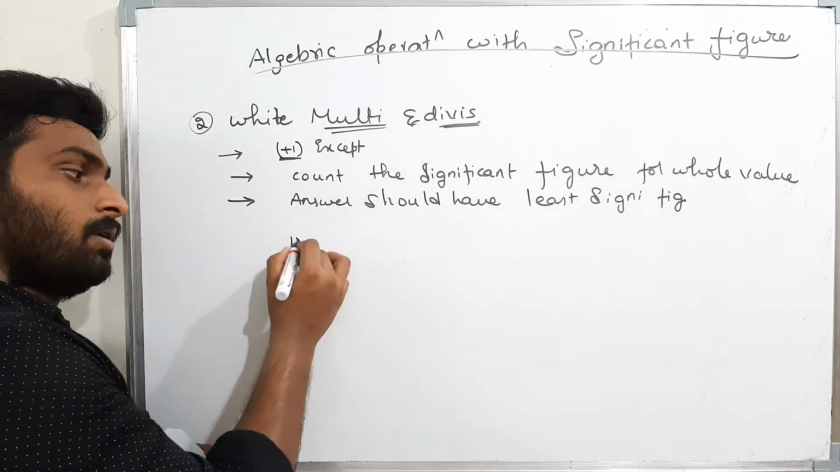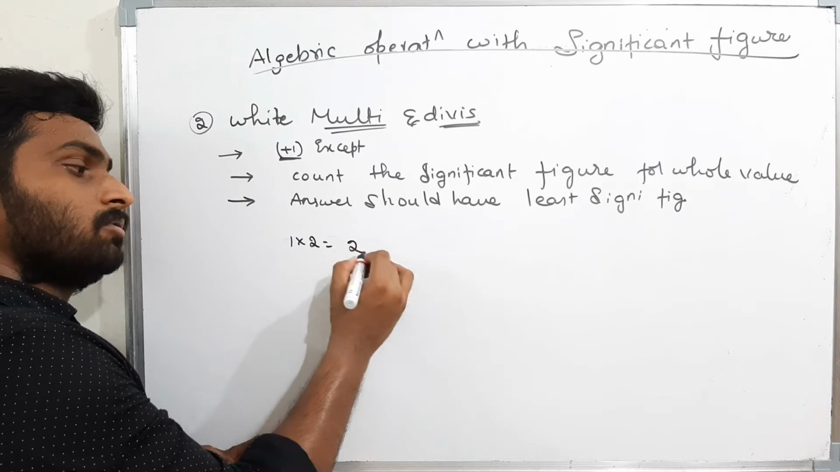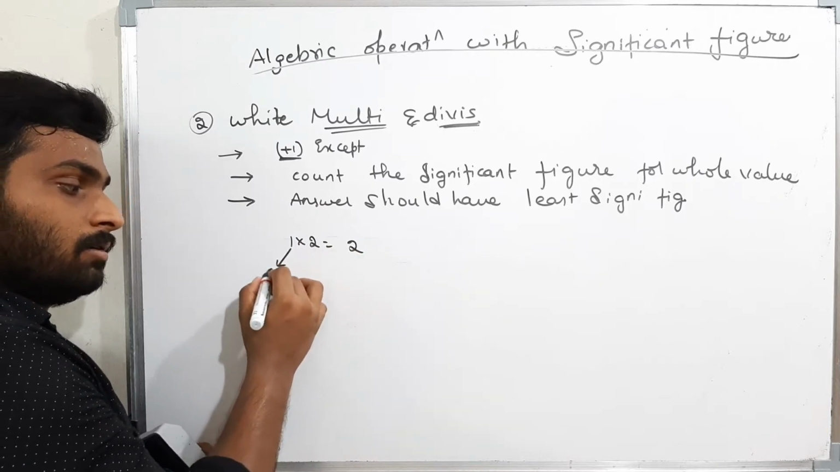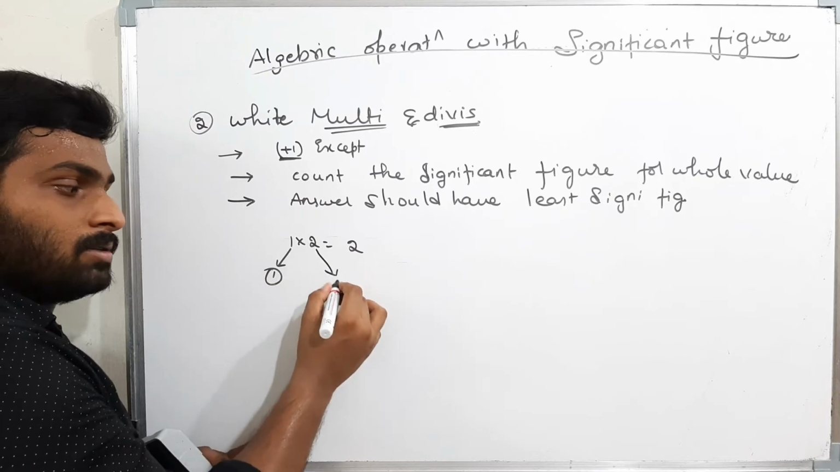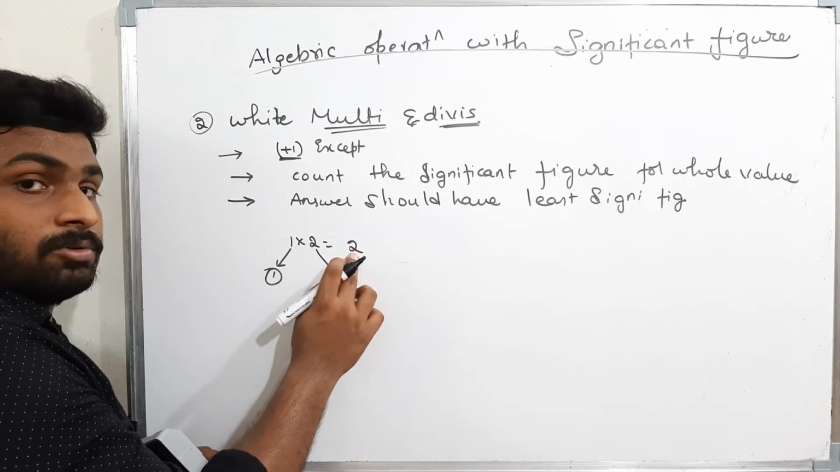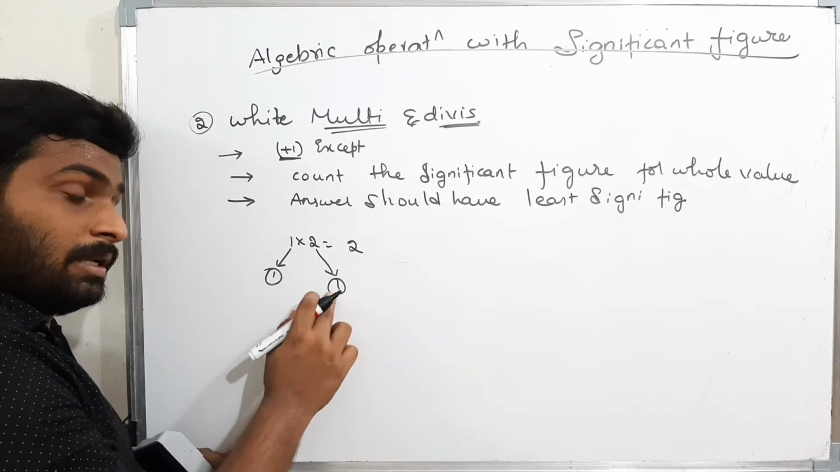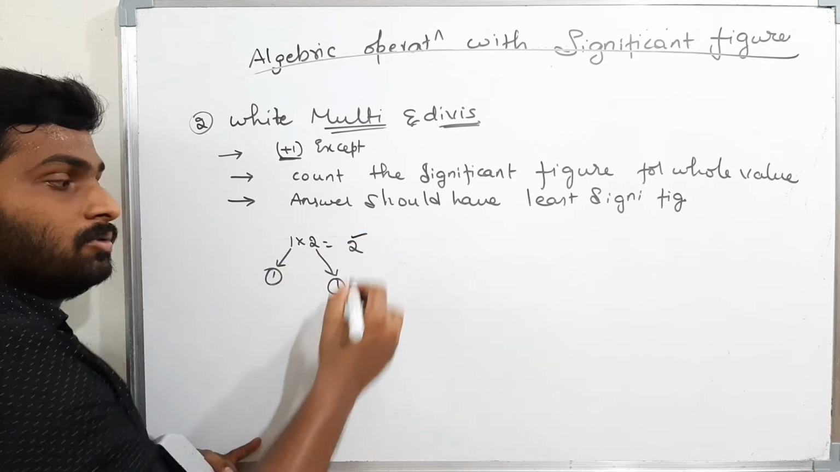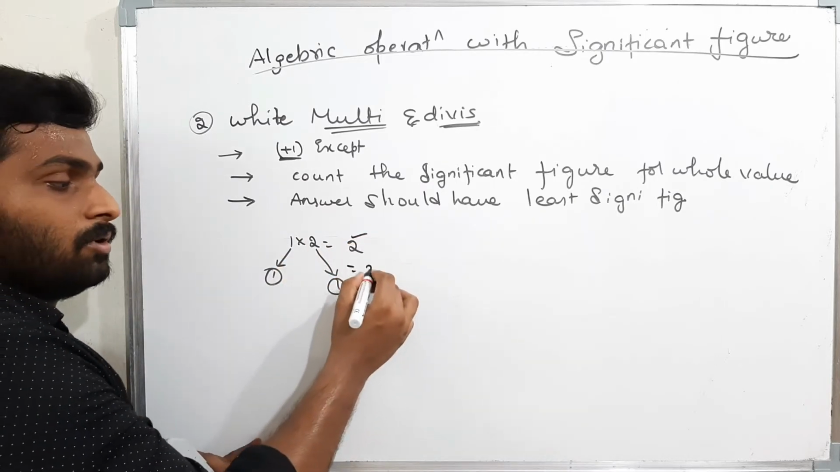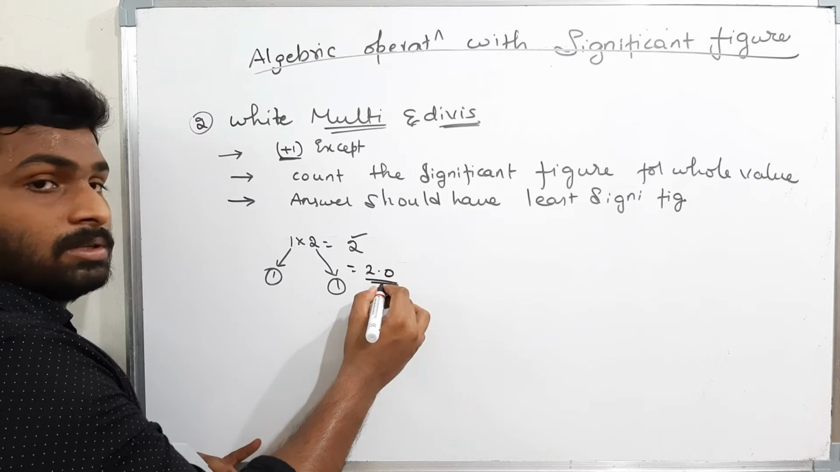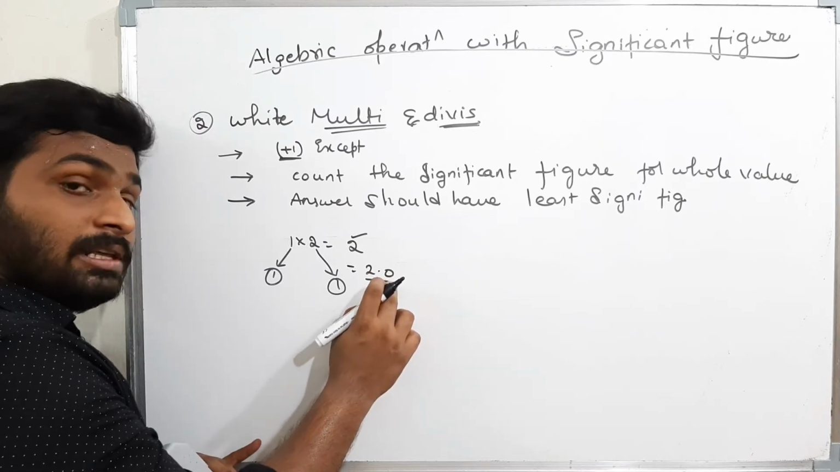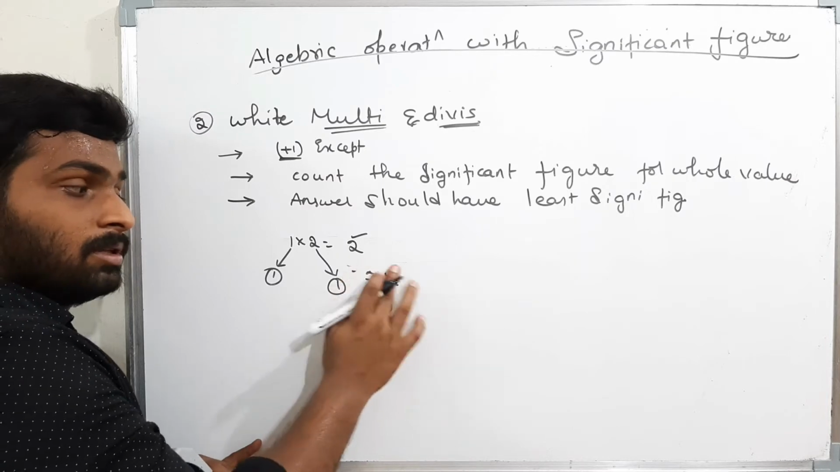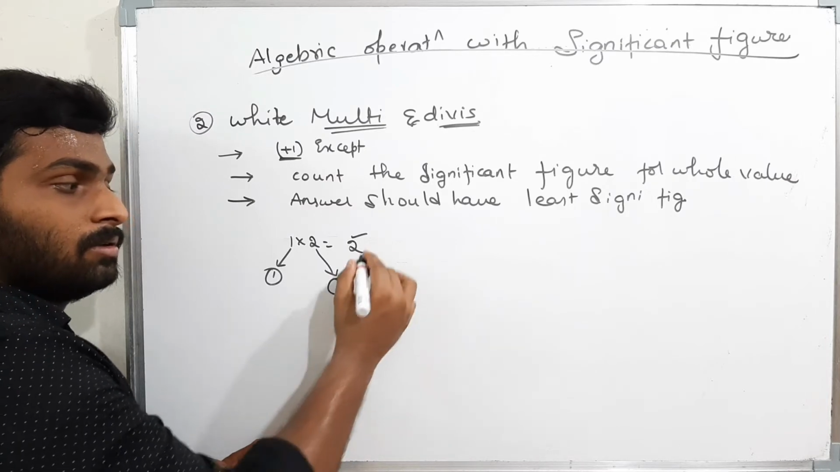Now 1 into 2, what is the value? 1 into 2 is nothing but 2. Here how many significant figures for 1? 1 is nothing but 1 significant figure. For 2, how many significant figures? 1. Therefore the answer should also have 1 significant figure. Therefore the answer is 2. We should not write 2.0. For 2.0, significant figures are 2. But the answer should have the least. That means the answer is 2.